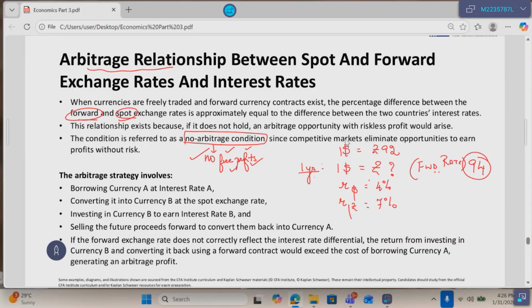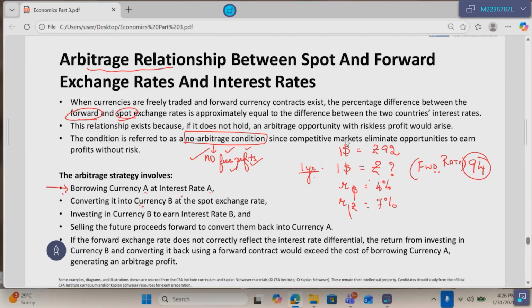Clear? Now, the mechanism is this. There are 4 steps. What are the 4 steps? 1, borrow currency, any currency. You can say currency A. So borrow, let's say dollars, at an interest rate. Use that money to invest in rupees at the current exchange rate. Clear? The work is done. You borrowed and invested it. You locked your rate.